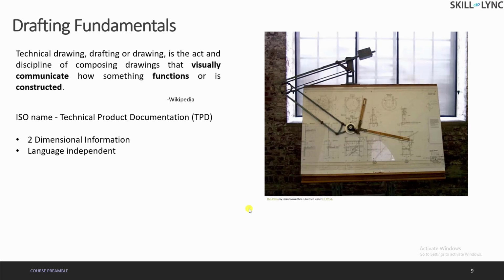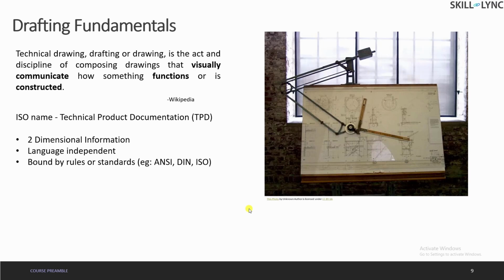They need not understand the metrics or the units, but still, based on the instructions provided in the drawing, they can translate and then effectively visualize them. So a technical drawing is heavily language independent because it's a language on its own.